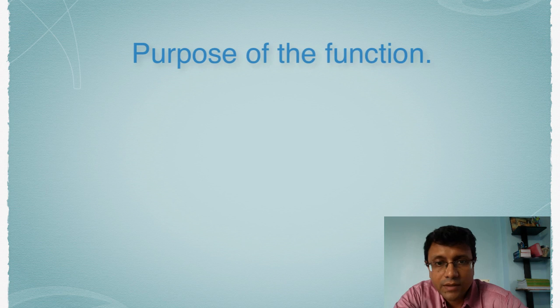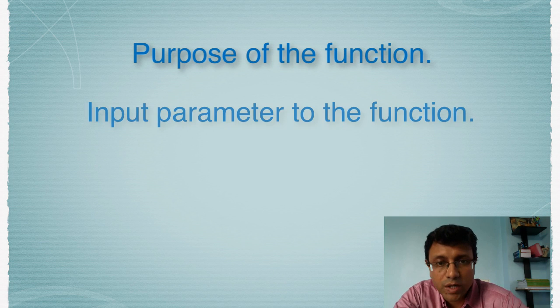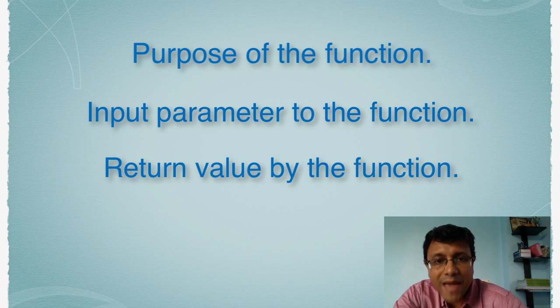So there are three things that we need to consider carefully while we write a user-defined function. Number one, the purpose of the function: what the function is supposed to do. Number two, what are the inputs that the function requires in order to perform the task, which we need to receive as parameters. Number three, the return value that the function is going to return to the caller on completion of the task. So you need to consider these three cases carefully before you go and write the function.